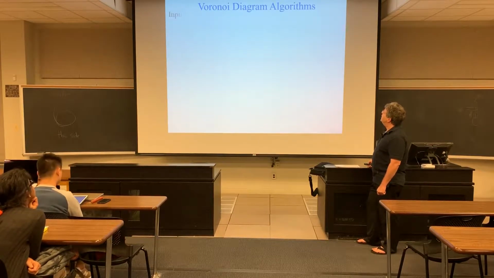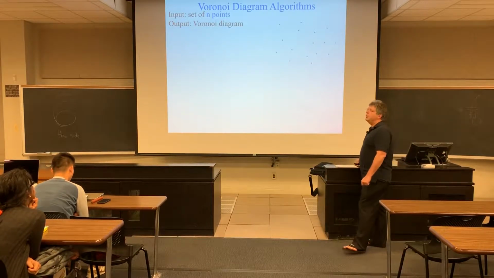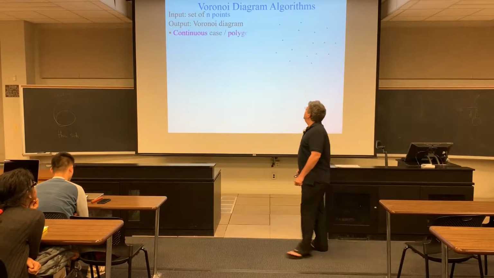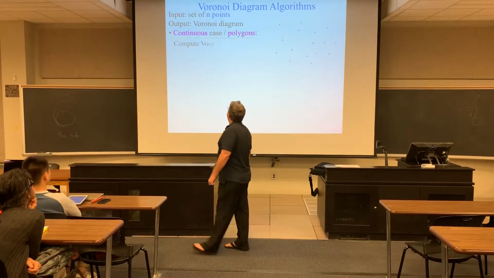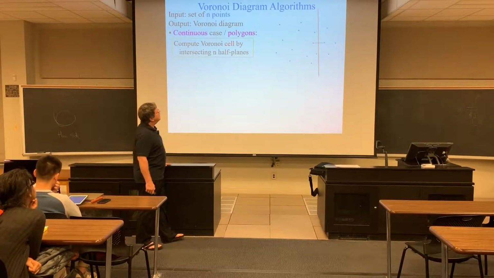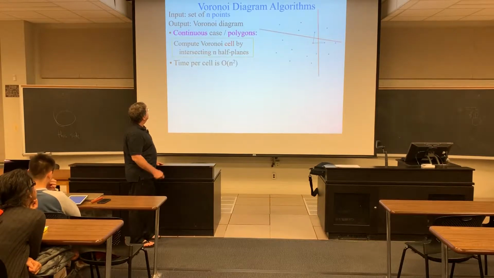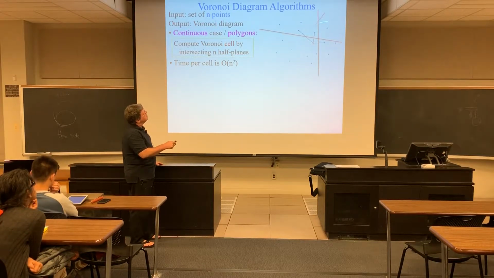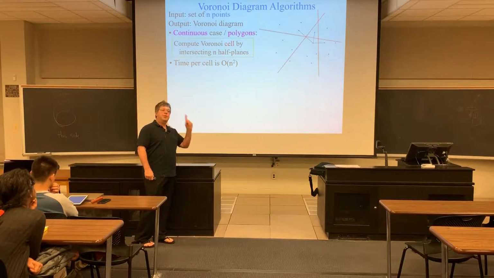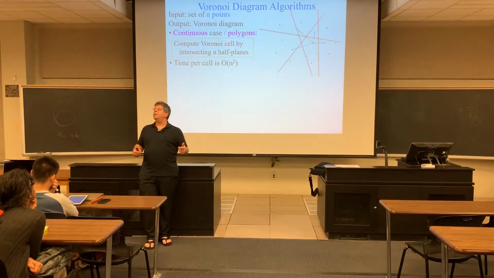So the algorithm here is you have a set of endpoints. You want to output the Voronoi diagram, and you compute each cell individually, like we just did with this perpendicular bisector business, and there it is animated up here again. And then you want to intersect the n half planes that result from all these perpendicular bisectors. That gives you one Voronoi region. And then you've got to repeat that how many times?